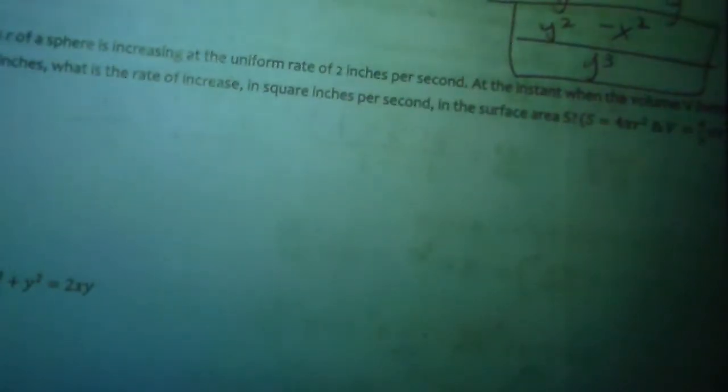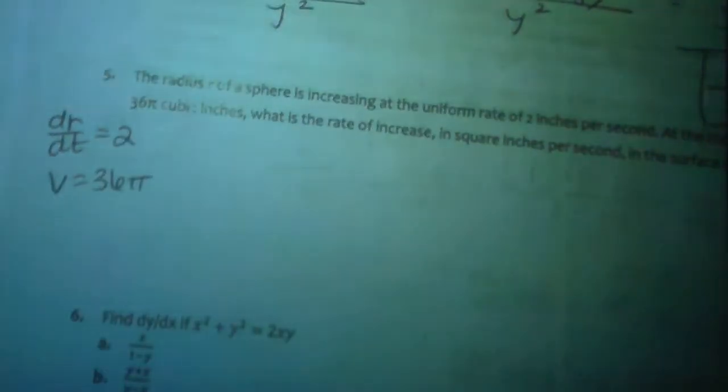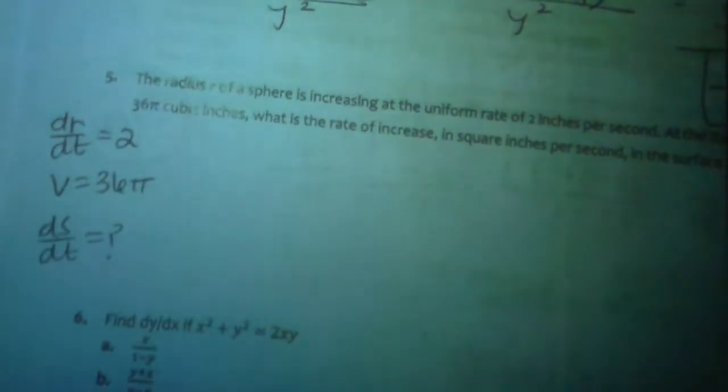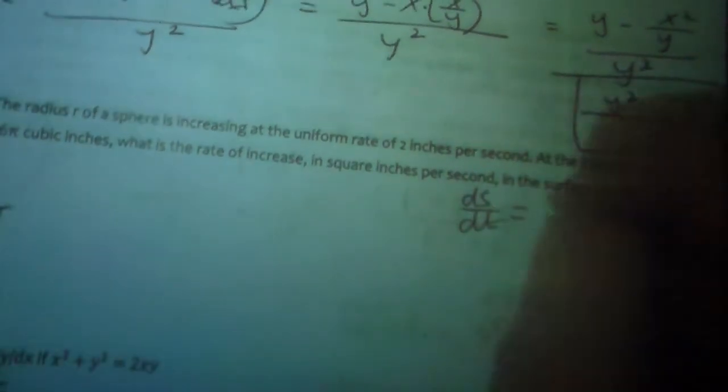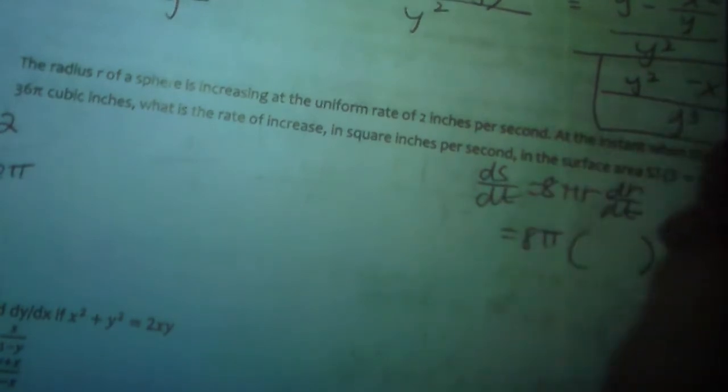Right, the radius r of a sphere is increasing at a uniform rate of 2, so that is the rate of the radius, dr/dt is 2. At the instant when the volume V is 36 pi, what is the rate of increase in the surface area? So we're looking for dS/dt. So I'm going to take the derivative, so dS/dt will be 8 pi r dr/dt. So that's 8 pi, need to find r, dr/dt is just 2.